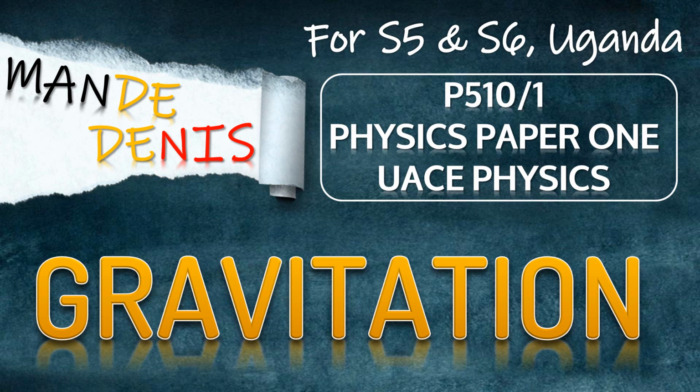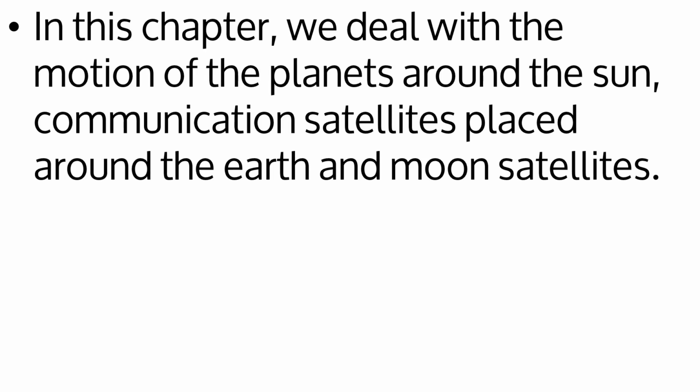I want us to dive straight into the topic. Now, in this chapter of gravitation, we deal with the motion of the planets around the sun. We deal with the communication satellites placed around the Earth and even the moon satellites. So it's a very interesting section of Physics Paper 1, actually. So interesting. We learn a lot about the cosmos, about the space, and therefore be ready to learn.